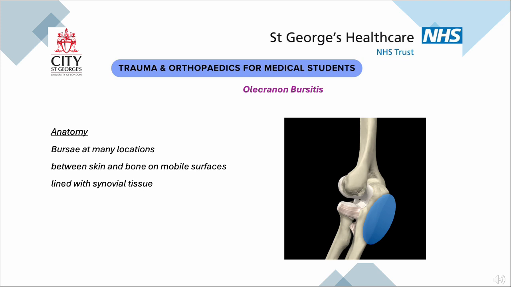We need to make you aware of olecranon bursitis, as it's common, and you'll see this in your practice. So there are bursae in many locations between the skin and the bone on mobile surfaces. So you have them around the knees, around the elbow, and the bursa itself is lined with synovial tissue.